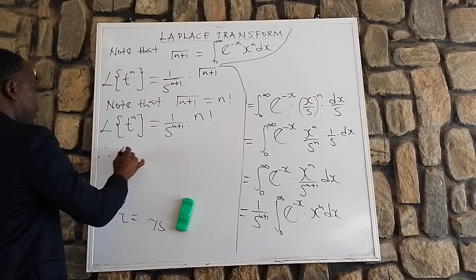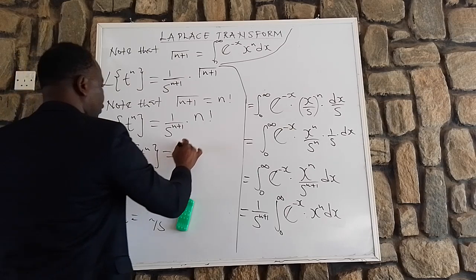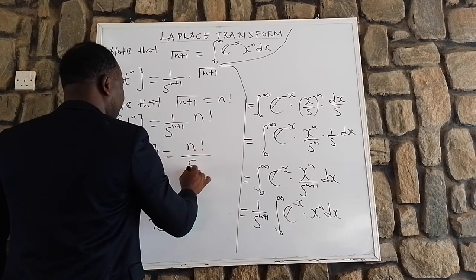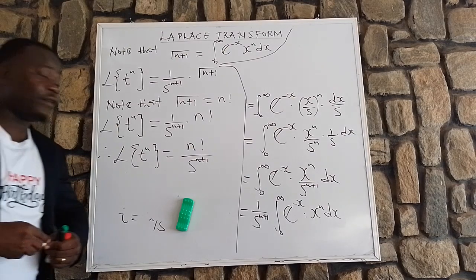Therefore, our Laplace of t raised to the power n is equal to n factorial all over s raised to the power of n plus 1. This is the final answer.